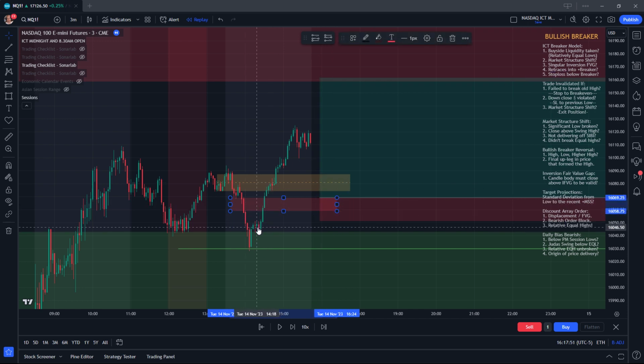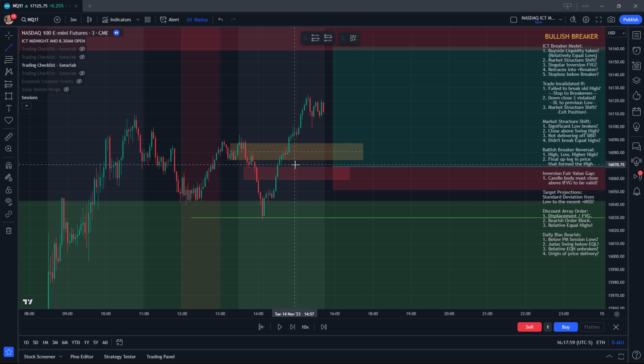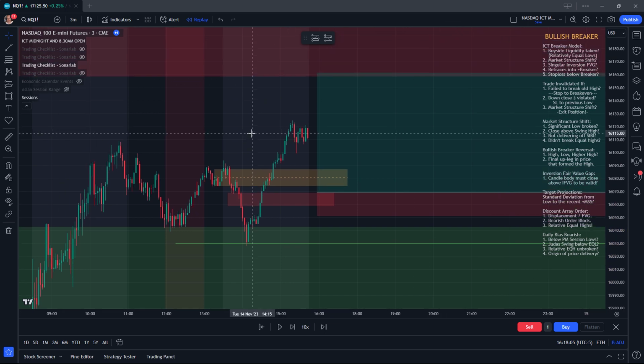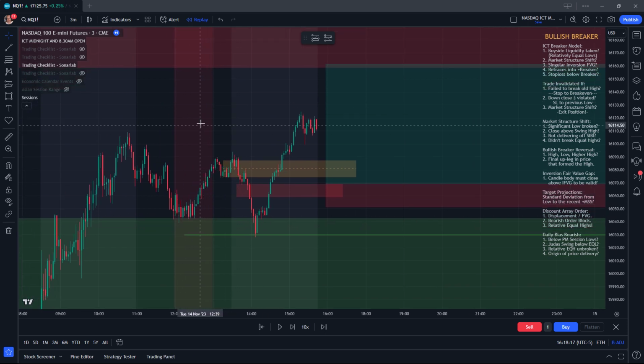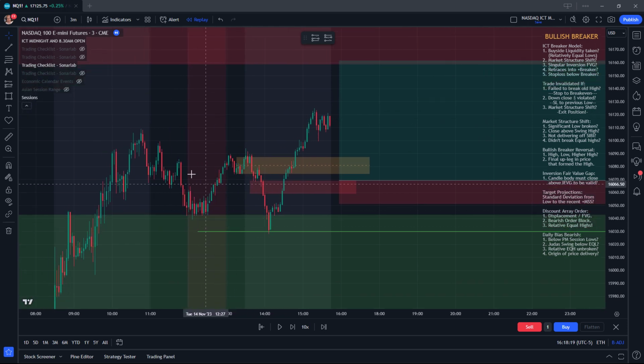See, price already closed above in the inversion gap here, so this has already been violated. So if we were hoping that price was going to use that to go lower, we've already been proved wrong. Price has already created a higher high after taking out liquidity. That's another thing with the breaker. It has to be some context of liquidity being taken out of the market.